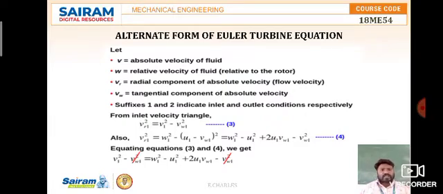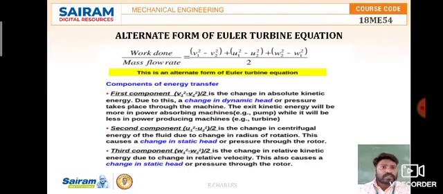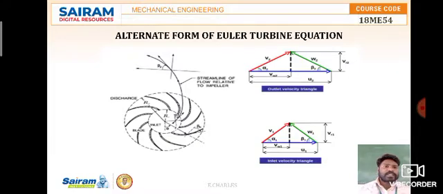Now, suffixes 1 and 2 indicate inlet and outlet conditions respectively. From the inlet velocity triangle, we have the absolute velocity, relative velocity, radial component of absolute velocity and tangential component of absolute velocity for the inlet if it is suffix 1. If it is suffix 2, then it is for the outlet or exit. Now coming to this inlet velocity triangle, Vr1 square is equal to V1 square minus Vw1 square. Let us see the velocity triangle first, then we will decide this. First we will move on to this velocity triangle. This is the alternate form of Euler turbine equation.